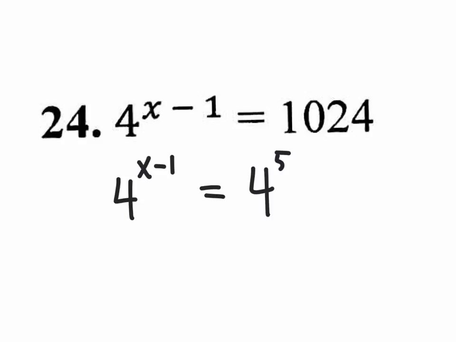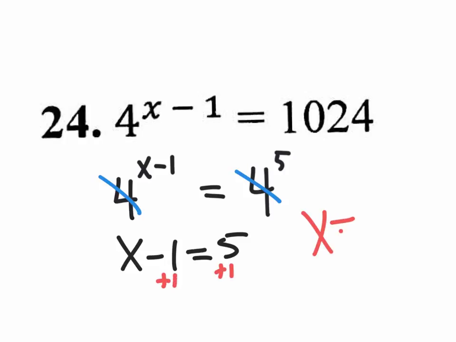Now, why is that my goal? Because once I have the same base, I could eliminate the bases, and my new equation will be the exponents equaling each other. So I really have, this is gone, I really have x minus 1 equals 5. So what is my final answer? X equals 6. And if you flip the paper over, you'll see that that's the correct answer.